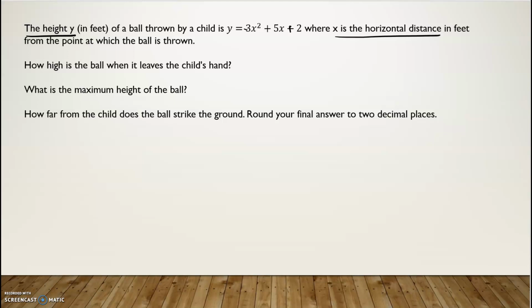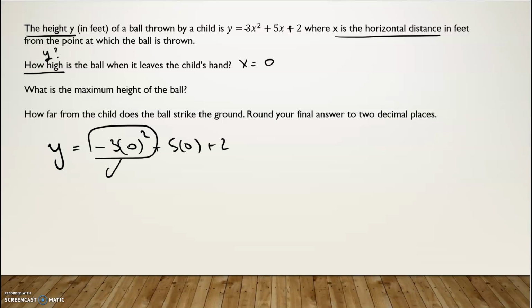So it asks how high, or basically, what is y, when the ball leaves the child's hand. Okay, so the child is holding this toy, and hasn't thrown it into the air yet. So it hasn't gone anywhere. That means the horizontal distance would be 0. So what we need to do is y is equal to, and wherever I see an x value, I'm going to replace that with 0. So this term goes to 0.